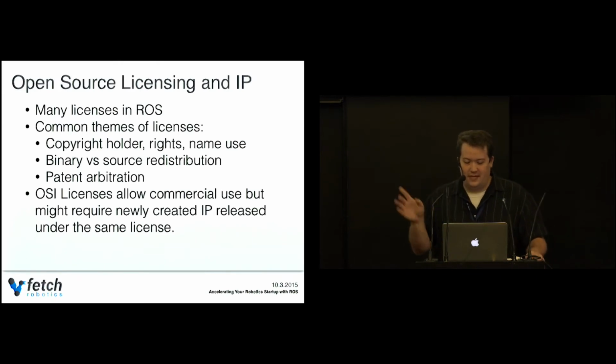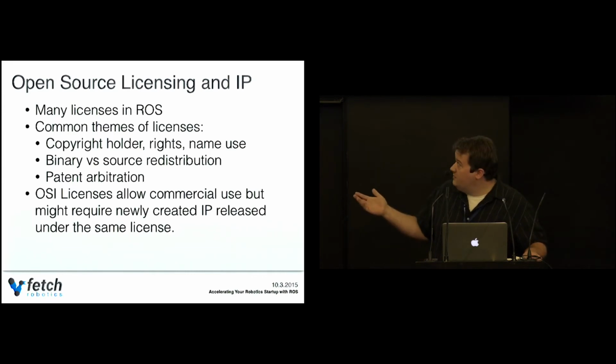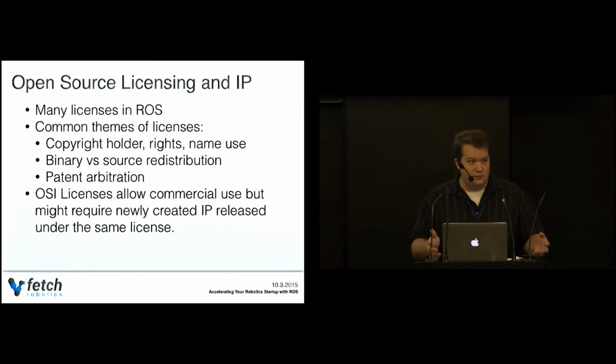A new theme that the Apache 2 is really one of the first licenses to cover is patent arbitration as well. A lot of earlier software licenses didn't discuss patents at all. Even though you might have the right to use the software, you may still be on the hook for patent infringement. And so the Open Source Initiative, or OSI, has a number of licenses that are OSI approved. And these are probably the best licenses to use for software.